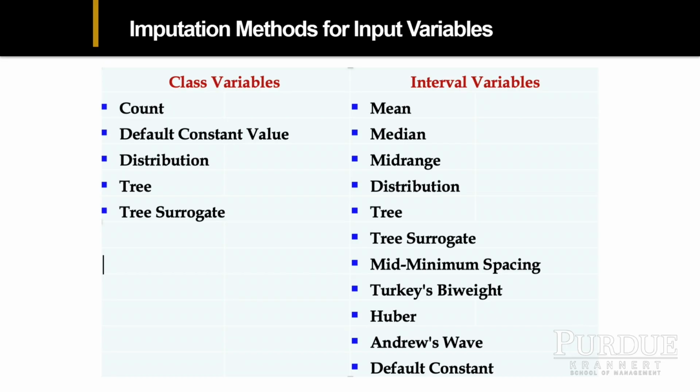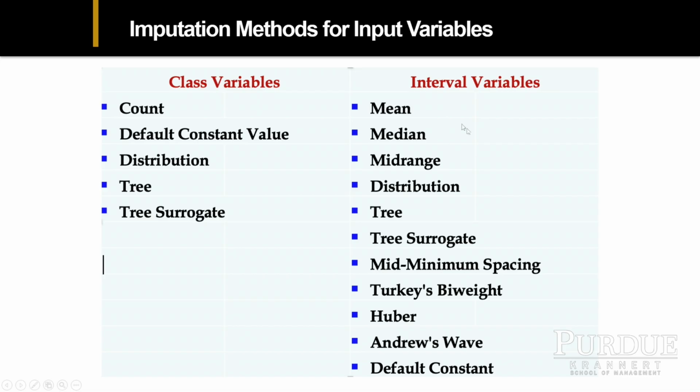On the impute node, there are different ways to impute based on the variable type, either a class variable or an interval variable. For the class variable, you can use count. Count basically means you look at the frequency of each class and fill in the missing values with the most frequent class. Or you can use the default one. And there are some tree methods, which are kind of predictive methods to fill in the missing values.